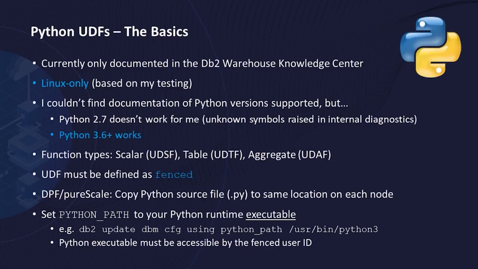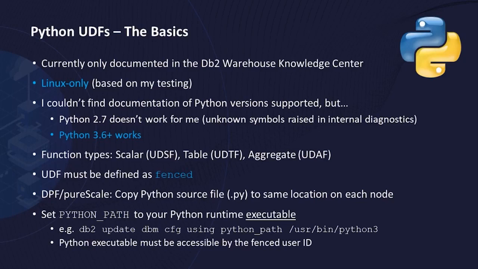With respect to the Python version, I could only get it to work with Python 3.6 and higher. I think I tried 3.6 and 3.8 and 3.9. 2.7 is no longer being maintained anyways. It's past its end of life and you shouldn't be using it. And actually on that topic, Python 3.6's end of life is later this year, so best to use something more recent than that. You can create scalar functions in Python, which is what I'm going to show over the next few slides, and you can also create table functions and aggregate functions.